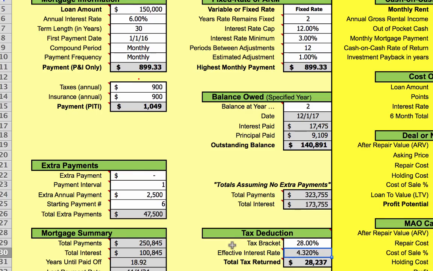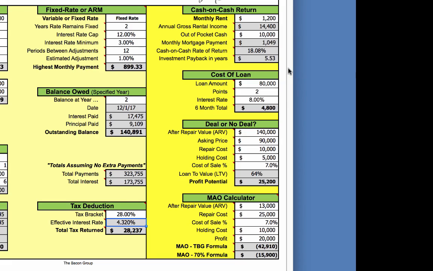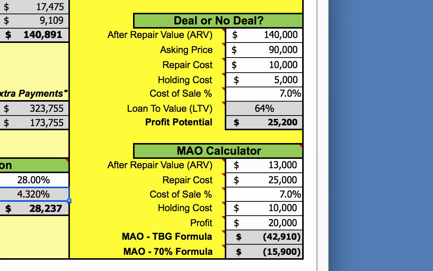Now let's move over to the right side, the investor side, where we will find cash on cash return, cost of loan, deal or no deal, and a MAO calculator. The MAO stands for maximum allowable offer. But we want to start with the deal or no deal first. And let's make the assumption in this example that you are a fix and flipper. So let's input some data.